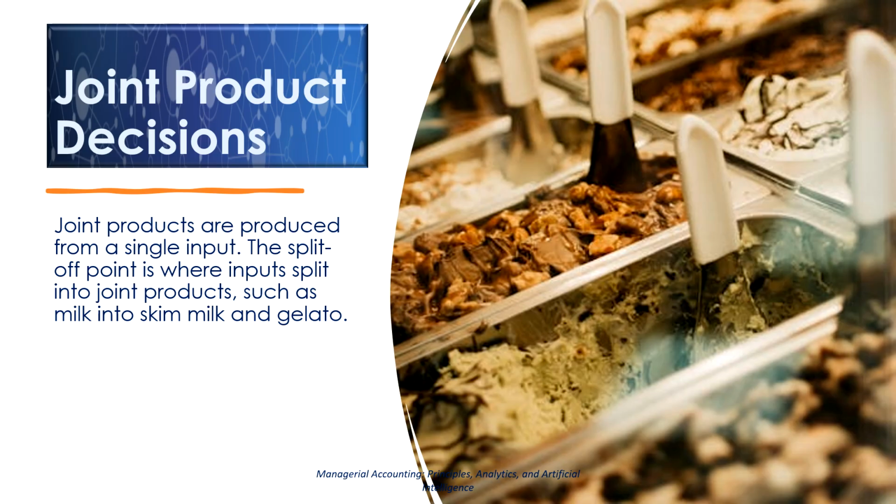Now we introduce joint product decisions. Joint products are produced from a single input and then split into multiple products at a split-off point. The key idea is that joint costs incurred before the split-off point are sunk and irrelevant to the sell or process further decision. We focus only on costs and revenues after the split-off.